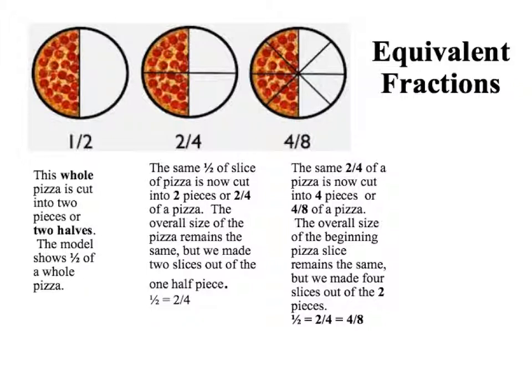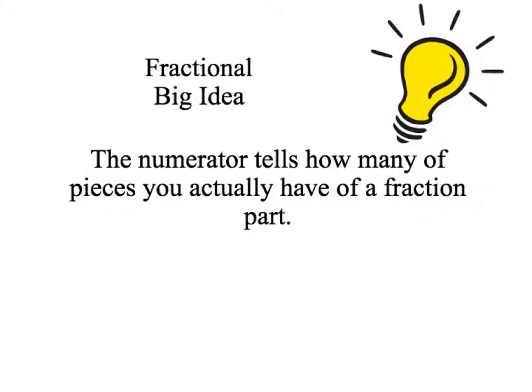So 1/2 equals 2/4. The same 2/4 of a pizza is now cut into 4 pieces or 4/8 of a pizza. The overall size of the beginning pizza slice remains the same, but we made 4 slices out of the 2 pieces. 1/2 equals 2/4 equals 4/8. Remember, the numerator tells how many pieces you actually have of a fraction part.